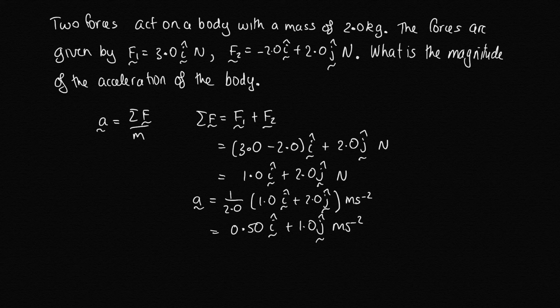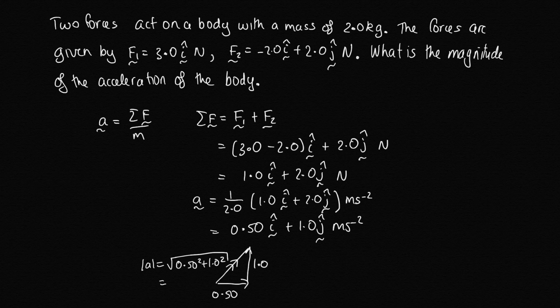So we've now found the acceleration in unit vector notation, but it's asked us for the magnitude of the acceleration. So now we need to convert this to a magnitude. So to do that, we've got 0.50 in the i direction, and then 1.0 in the j direction, and the magnitude is up here like this. So we can use Pythagoras' theorem. So the magnitude of the acceleration is equal to the square root of 0.50 squared plus 1.0 squared.